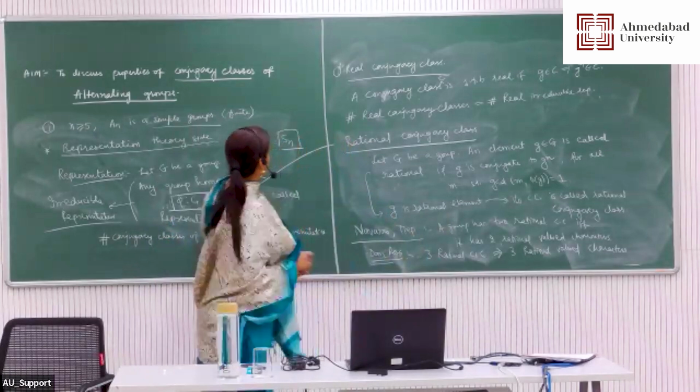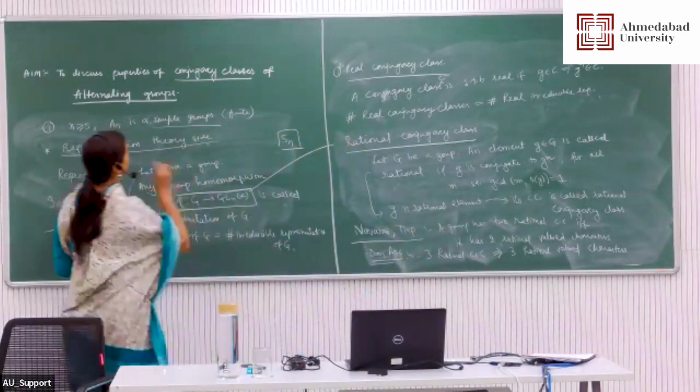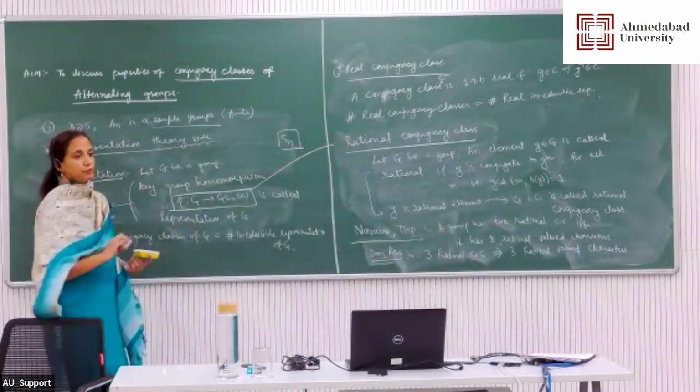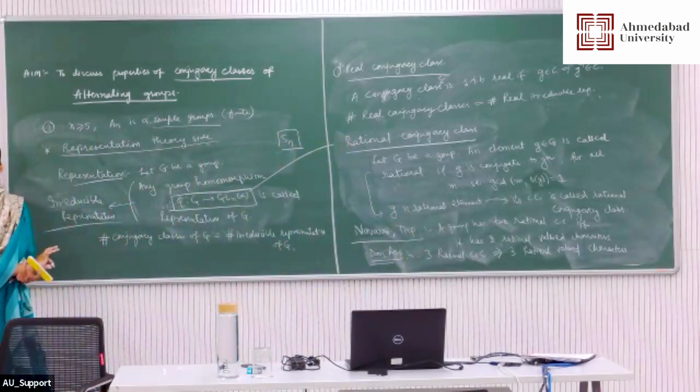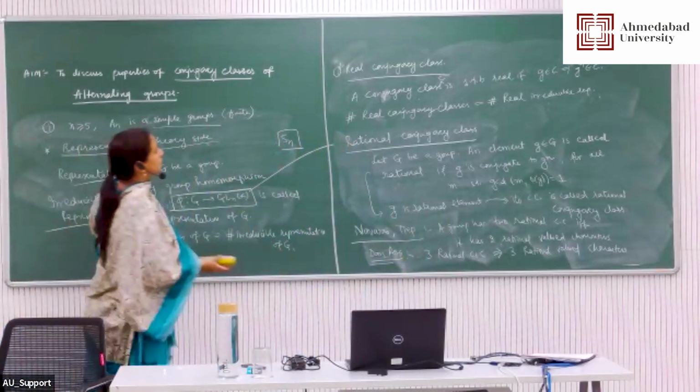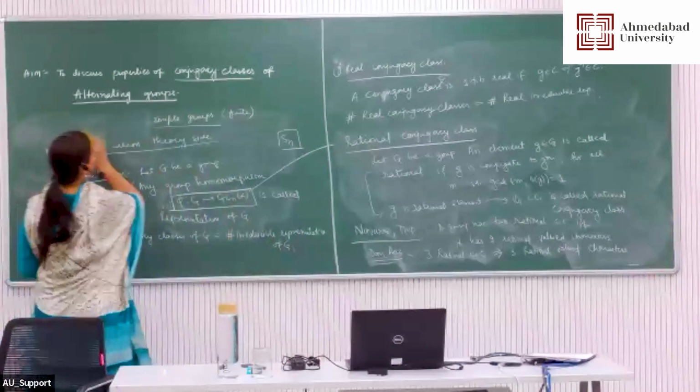So I want to now discuss rational conjugacy classes for A. Is this fine till here? Okay. So shall I erase?